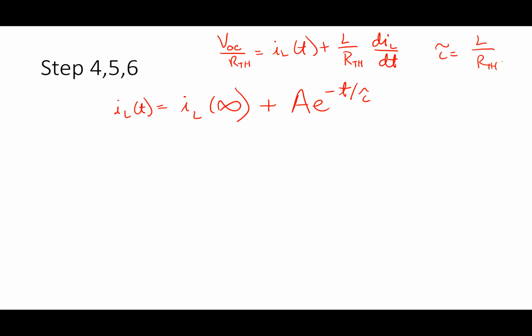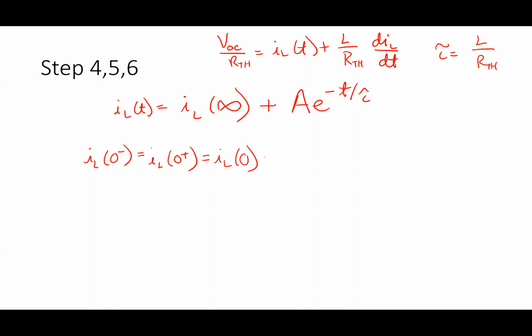Okay. IL of infinity is something we already solved for. We got that value a long time ago, back in step 2, and that value worked out to be negative 6 over 3,000. Okay. What do I not know here? A. Okay. How do I get that unknown? From my initial condition, right? I solved for IL of 0 minus. We said the inductor current always has to be continuous. So IL of 0 minus, right before the switch moves, and right after the switch moves is the same.